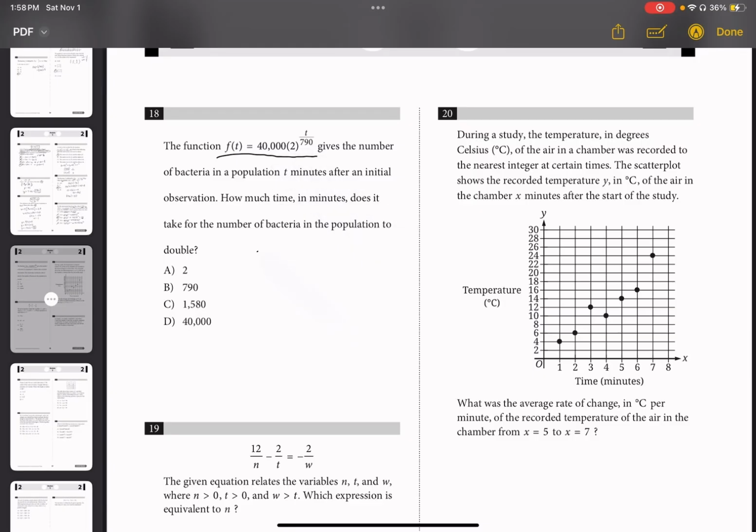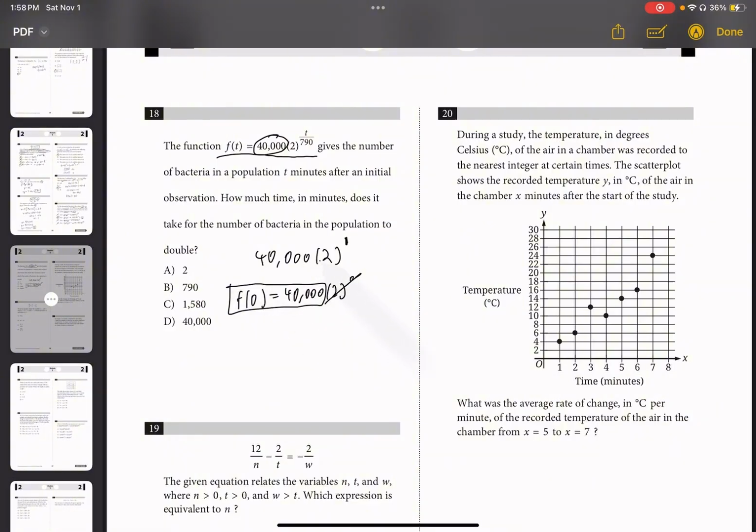And the way we get 40,000 times 2 is by having 2 to the power of 1. We know that the initial population is 40,000 because at time t equals 0, we have a value of 2 to the 0. This is equal to 1, so our population is 40,000.